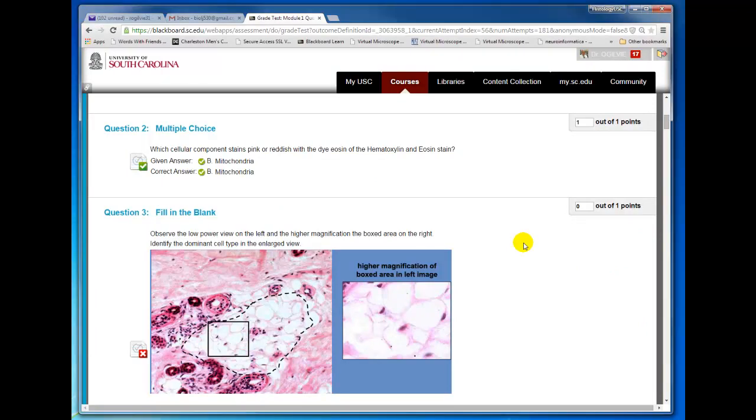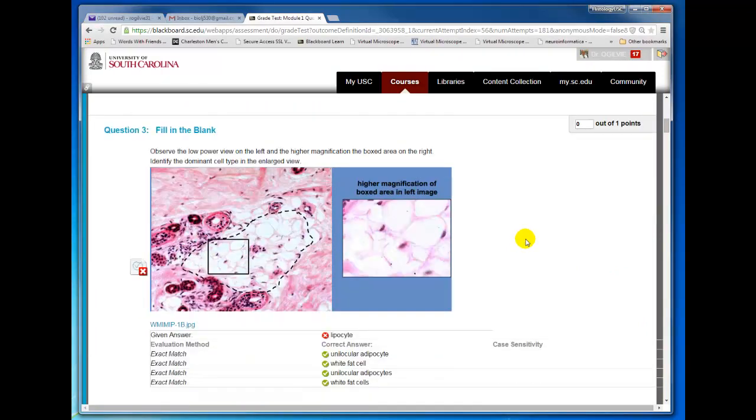In Quiz 1, Part B, there was a fill-in-the-blank question where you had to type in the answer. And this is exactly what I was talking about. We only accepted white fat cells, or unilocular adipocytes, or unilocular adipocyte. Just putting lipocyte is not an adequate answer. It is incomplete, and that's why this was marked incorrect. So read the question carefully.